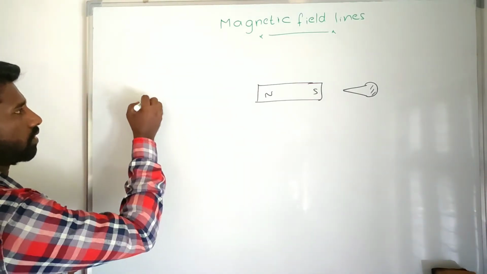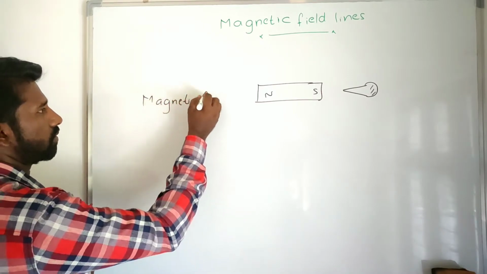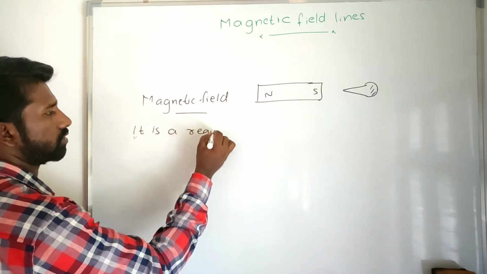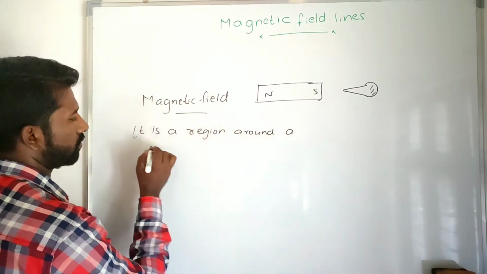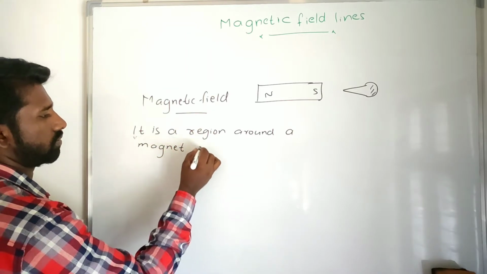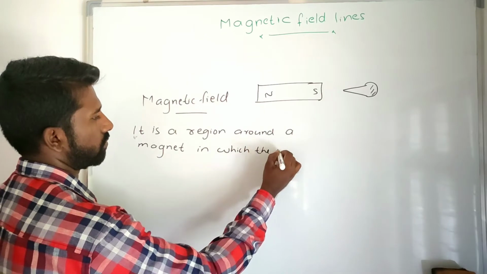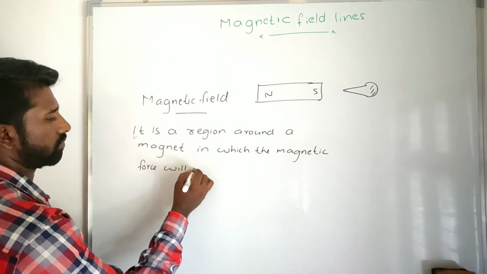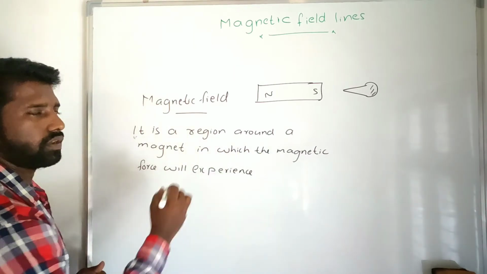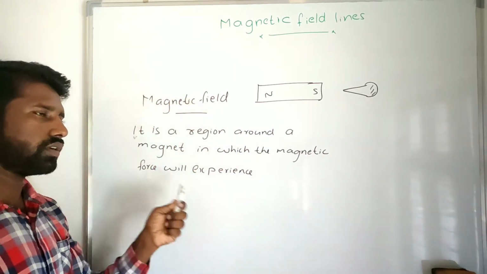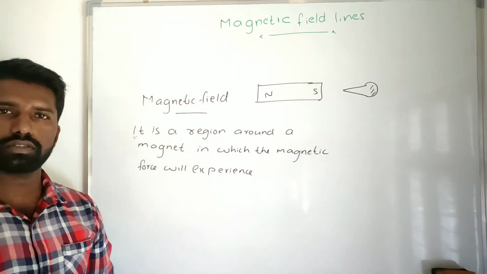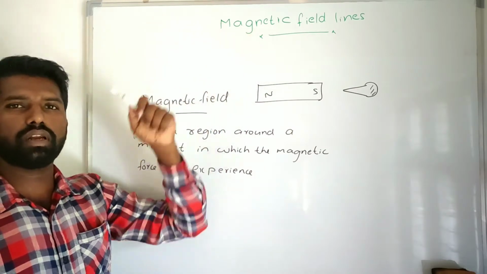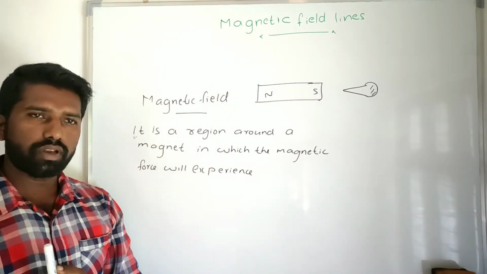Now we can define magnetic field. It is a region around a magnet in which the magnetic force is experienced. The region in which the magnetic force is experienced is the magnetic field. The pictorial representation of a magnetic field is the magnetic field line. So now we can define the magnetic field line.